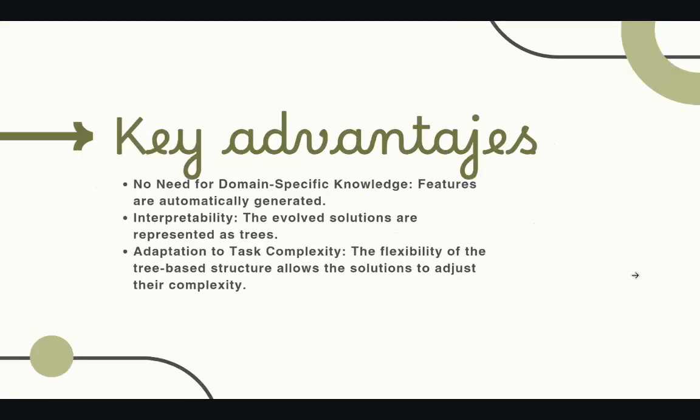Now let's talk about some key advantages. The first one is no need for domain-specific knowledge. The features are automatically generated, reducing the reliance on manual feature engineering. Then interpretability: because the evolved solutions are represented as trees, they are easier to interpret compared to deep neural networks. And adaptation to task complexity, because the flexibility of the tree-based structure allows the solutions to adjust their complexity based on the difficulty of the tasks.